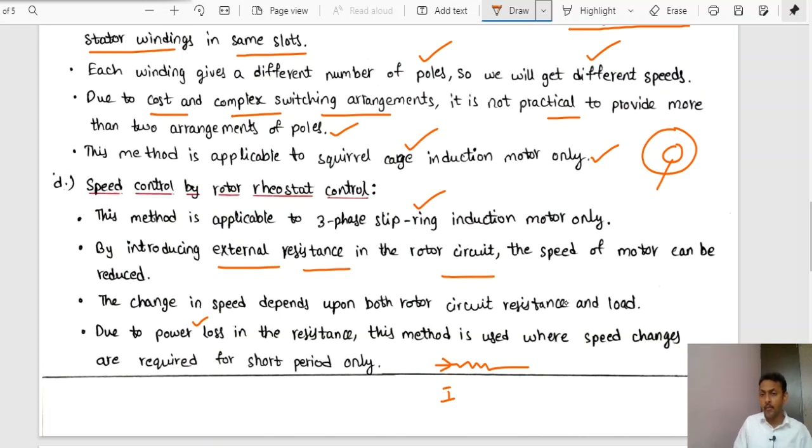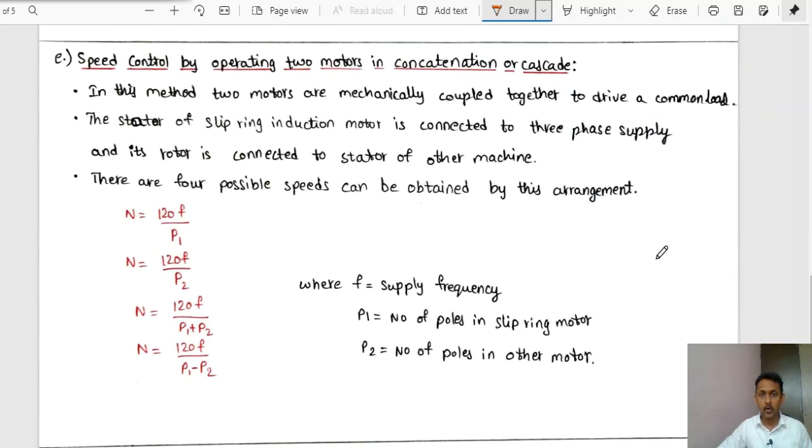Whenever the speed change is required for a short period only, this method will be used. For a long duration, if speed changes are required, this method is not suggestible. Due to the power losses in the resistances, this method is used only when speed control is required for a short duration of time, right? Next one is speed control by operating two motors in cascade.